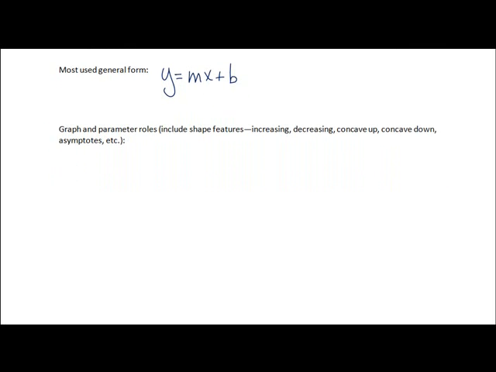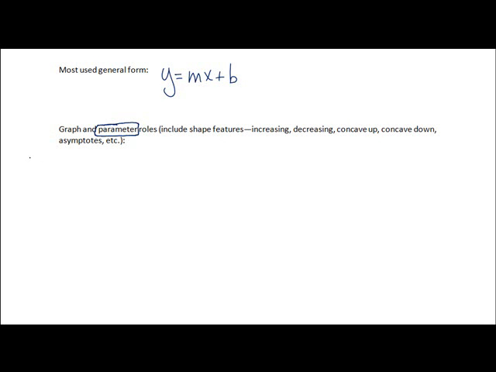Now when you look at that equation, the m and the b are what we refer to as parameters. So in the second part of this sheet, I want to talk about how different values of m change what the graph of the line looks like, and how different values of b change what the graph looks like. So let's think about slopes.